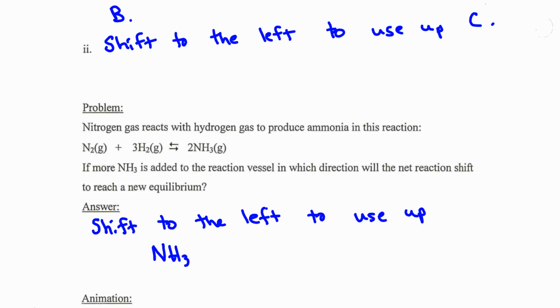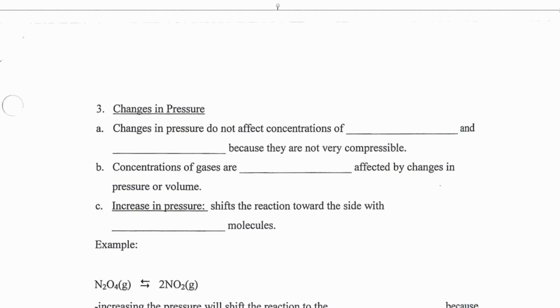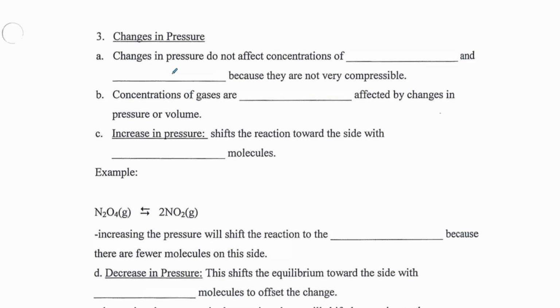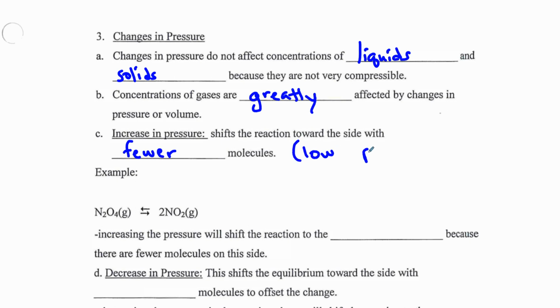Let's look at the next stress, which is a change in pressure. Changes in pressure do not affect concentrations of liquids and solids. The reason for that is their particles are already very close together, so they're not compressible. So a change in pressure doesn't affect a liquid or a solid. It's the gases that we're focusing on here. Concentrations of gases are greatly affected by changes in pressure or volume. So if we see an increase in pressure, this shifts the reaction toward the side with fewer molecules. That means it's shifting toward the low pressure side.